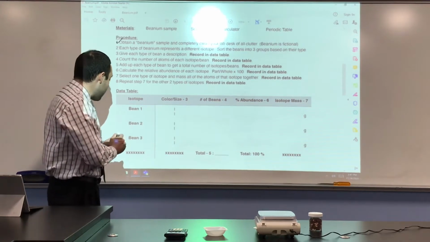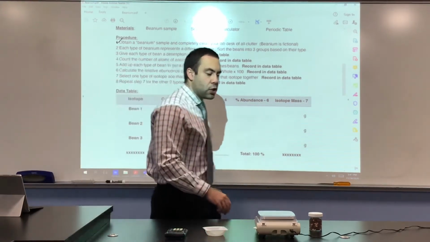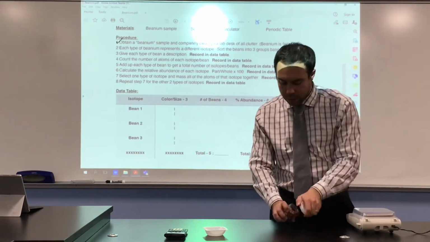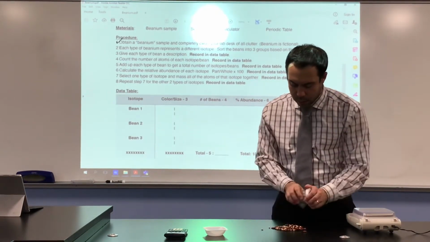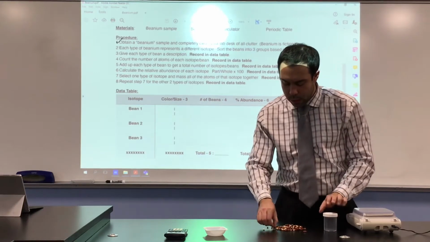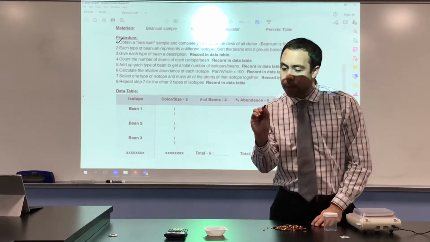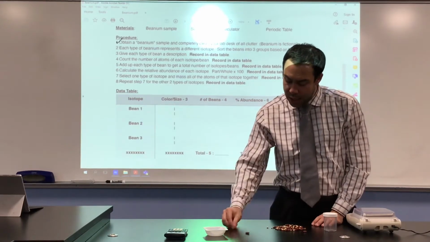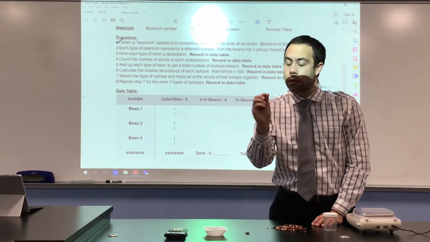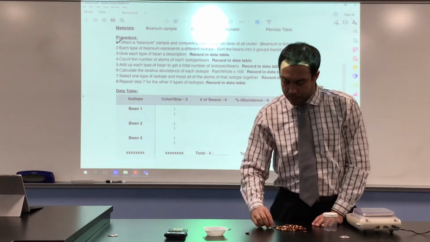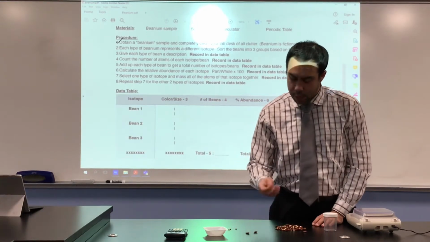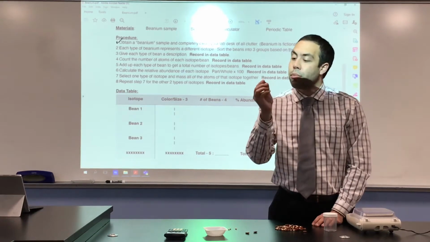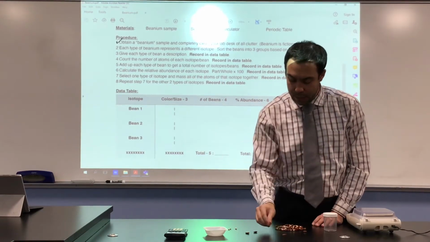So our first step is we take the beans and we're going to sort them into 3 categories. So we have a large, oval kidney bean. We have a white lentil bean. And we have a medium brown speckled bean. So we'll sort them.